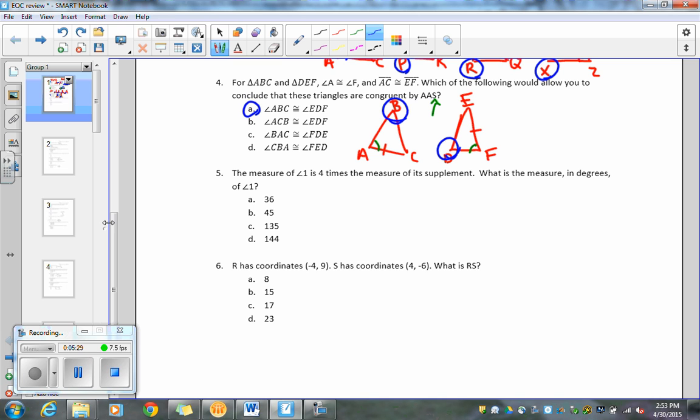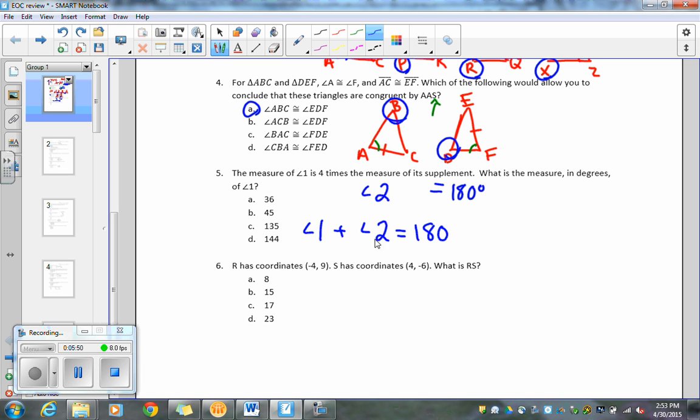The measure of angle 1 is 4 times the measure of its supplement. Supplement means they both equal 180 degrees. So if angle 1 is 4 times the measure of its supplement, I don't know what the supplement is, so I'm just going to say it's angle 2. So angle 1 plus angle 2 is 180 degrees.